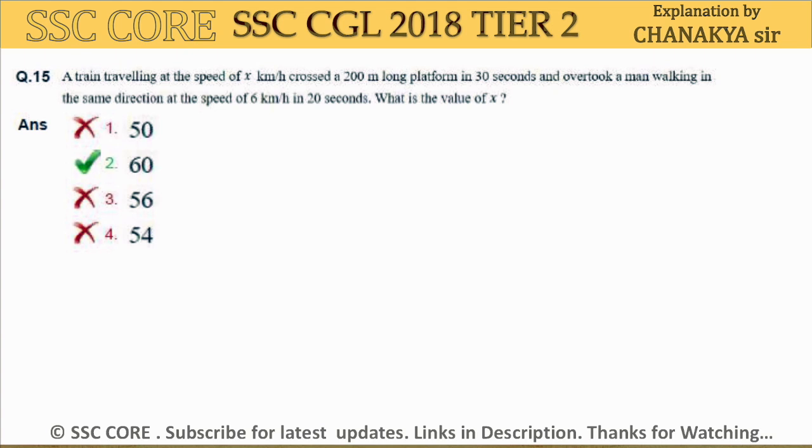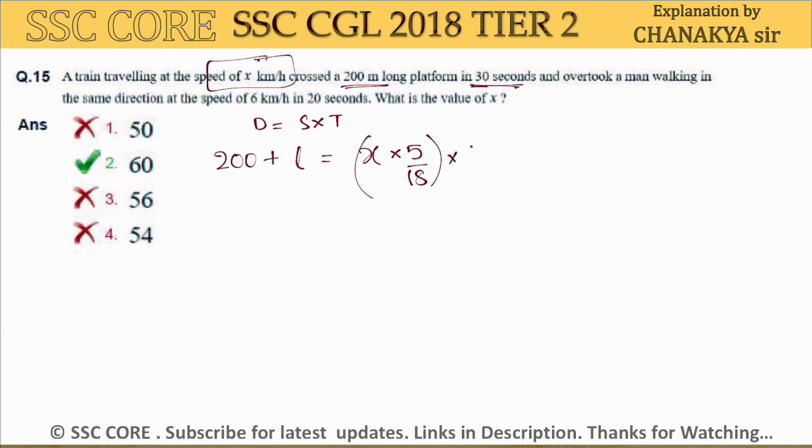A train traveling at speed x kmph crossed a 200 meters long platform in 30 seconds and overtook a man walking in the same direction at speed of 6 kmph in 20 seconds. What is the value of x? Train speed is x kmph. Crossed 200 meters long platform in 30 seconds. We know distance is equal to speed into time. Here train crossed 200 meters platform plus its own length. Speed is x kmph into meters per second 5/18 into time taken is 30 seconds.